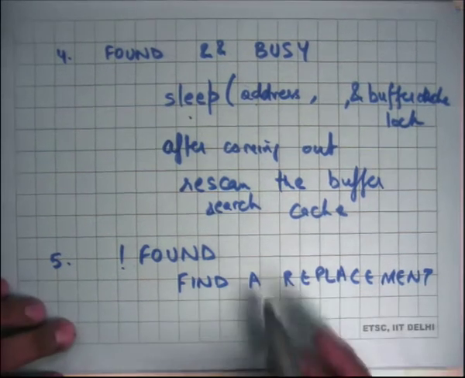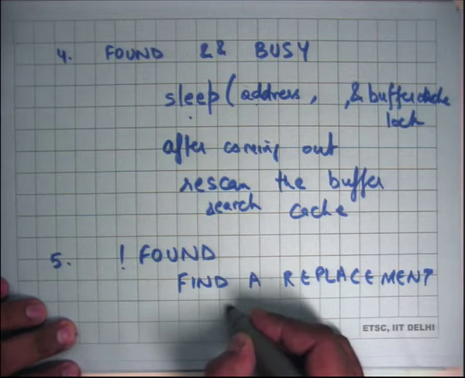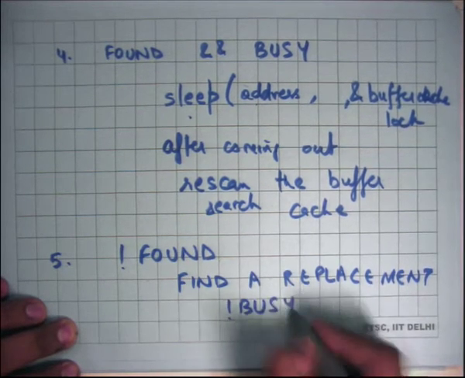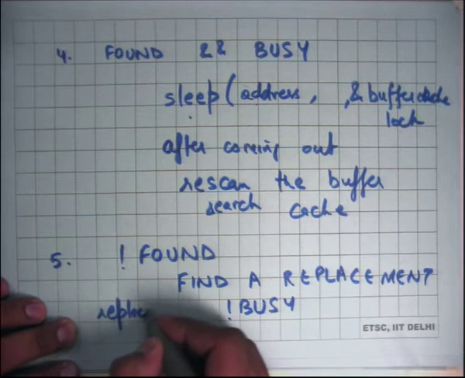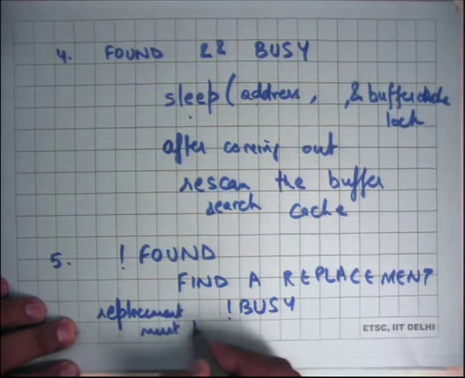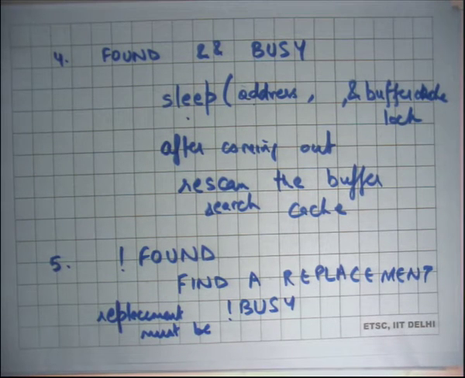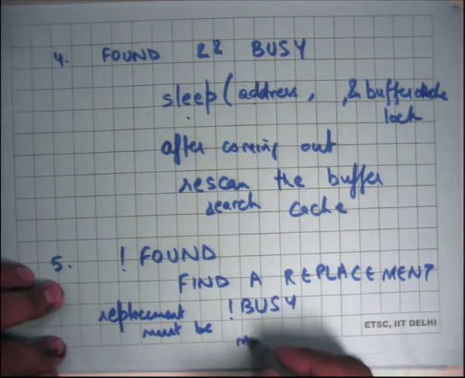Firstly, make sure that the replacement is not busy. So the replacement must be not busy. If it's busy, somebody is actually using that block, so I cannot just replace it. So the busy bit is also guaranteeing that while some other thread is accessing a buffer, nobody else can evict it. So make sure that's not busy. Once you have found the replacement, you mark it busy.